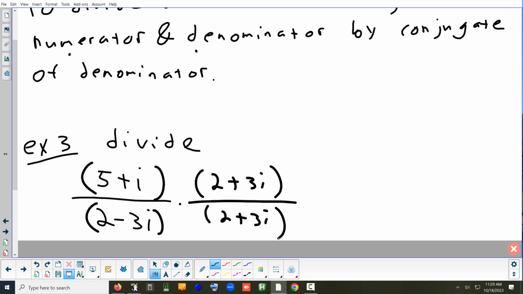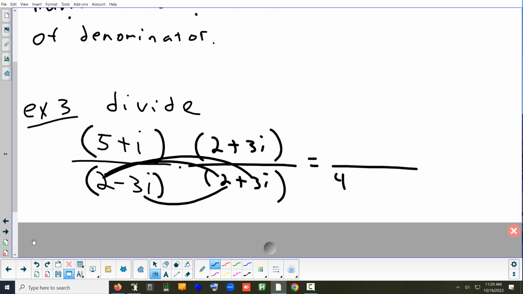Right, so let's do the bottom first. When you do the bottom, what's 2 times 2? 4. So that gives you 4. And then you have 2 times positive 3i and 2 times negative 3i. What happens there? They cancel each other out. So when you're multiplying conjugates, you don't have to do the outer and the inner. They always cancel each other out. So all you're left with is first and last.